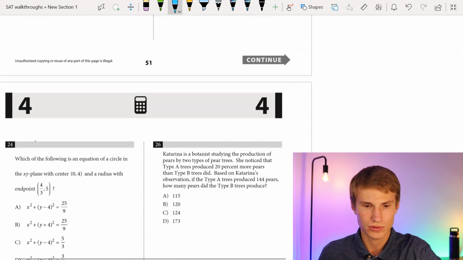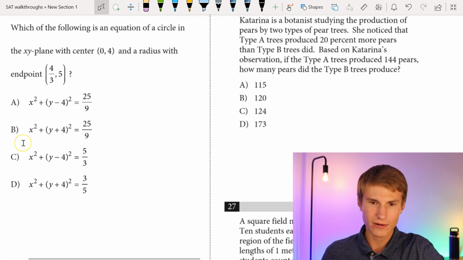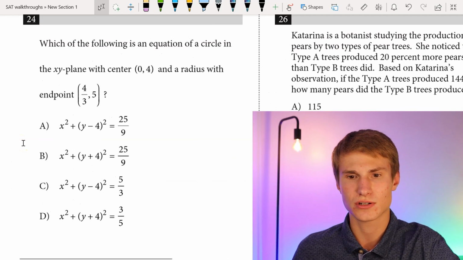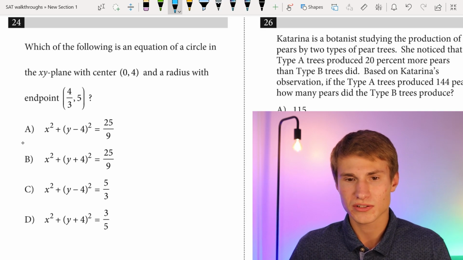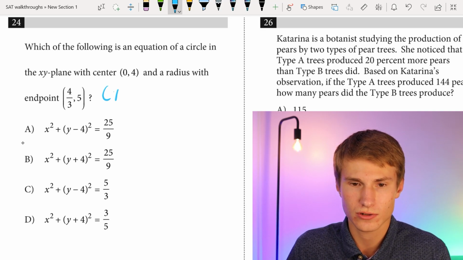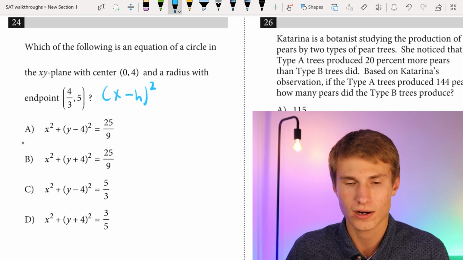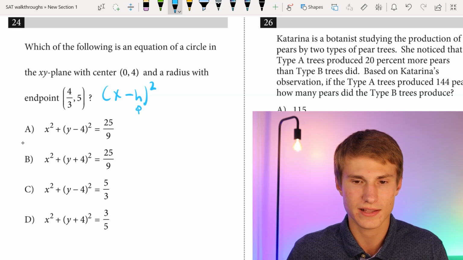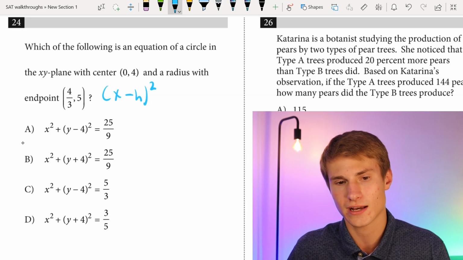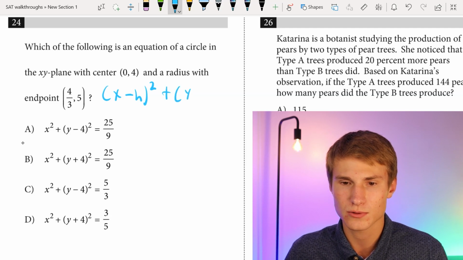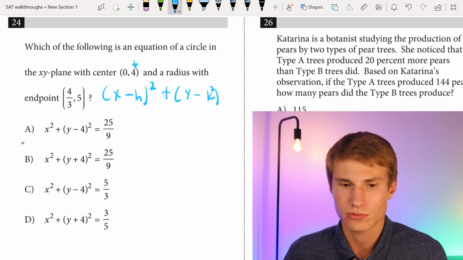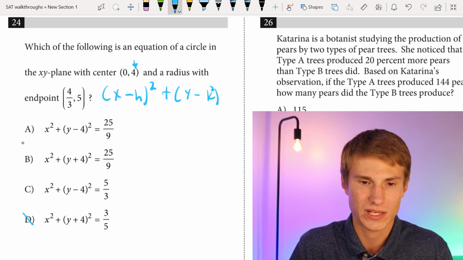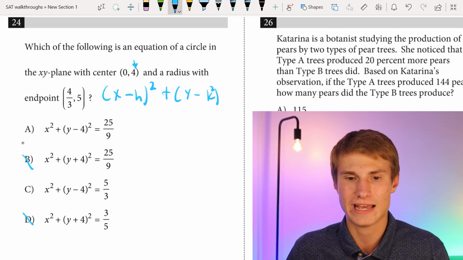All right, moving on to number 24. Which of the following is an equation of a circle in the xy plane with center (0, 4) and radius endpoint (4/3, 5)? Well, let's go ahead and get started with our center. So we know the equation of our circle is going to be (x minus h) squared, for our x coordinate of our center being h. We see that that's going to be 0, so we're just going to have x squared, right? We've already got that in all our answer choices. Then it's going to be plus (y minus k) squared. Okay, we know that k in this case is 4, so we should have (y minus 4) squared. Therefore, we can get rid of D and we can get rid of B. Now we're between A and C.